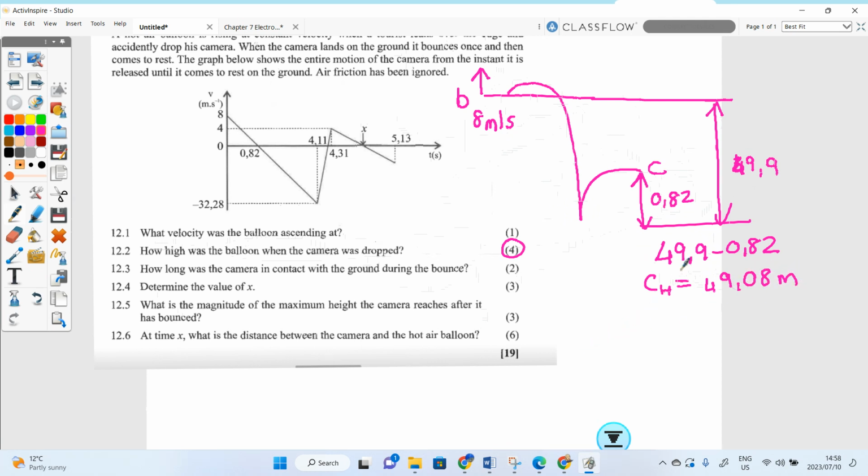Because we want to know, okay, so the camera was dropped from there. We worked it out in 12.2. We worked out in 12.5 that after it bounced there at point X, at its highest point, it's 0.82 above the ground. So now we just want to know what this distance here is. You didn't also have to minus it. There's two ways to do it. Okay, I see now why you asked. So you didn't have to minus it. So now you could have just done it.